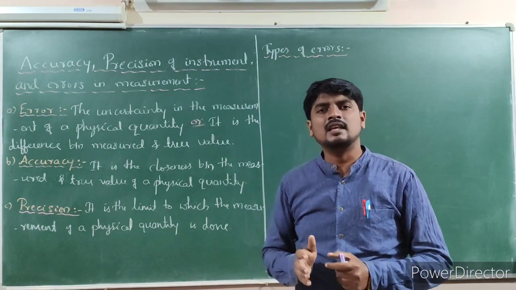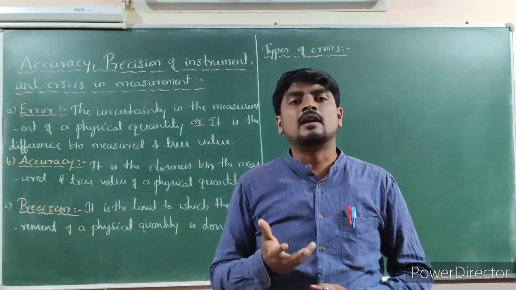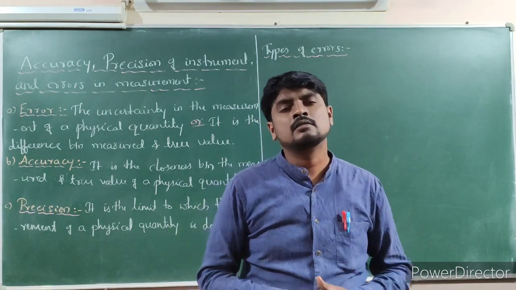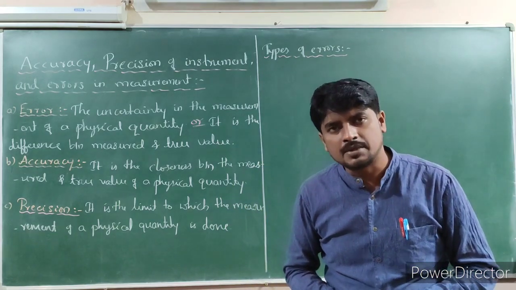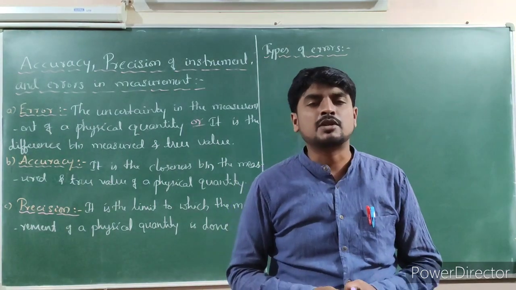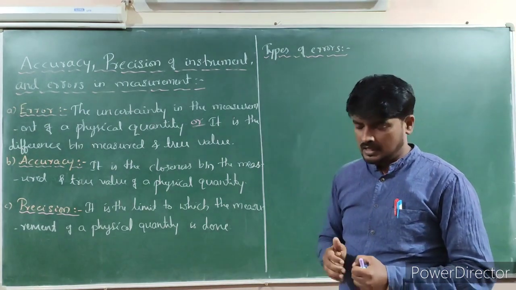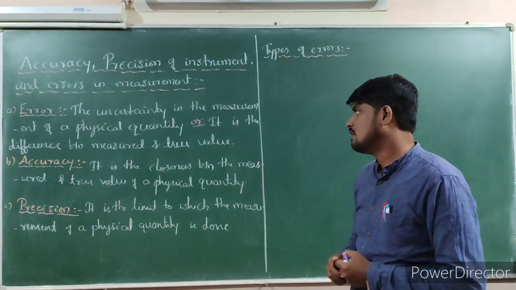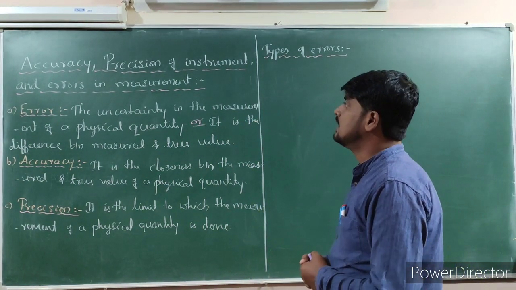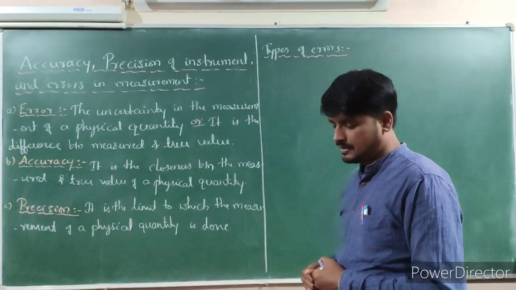Once we study these concepts, handling any experimental apparatus in the laboratory, either in physics or in chemistry or in any other laboratory, will be very helpful. So now, friends, let us understand the important concepts one by one. The heading is accuracy, precision of instrument and errors in the measurement. First, we have to understand what is the error.